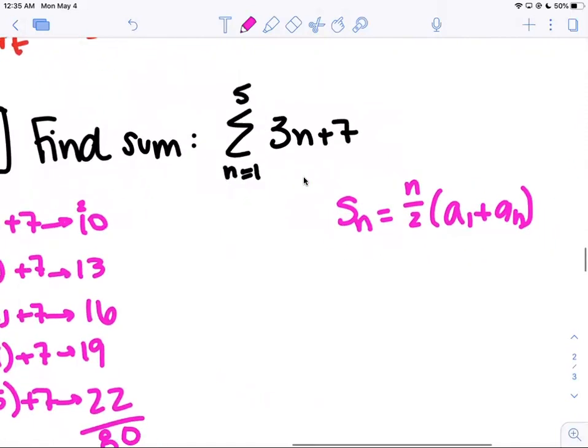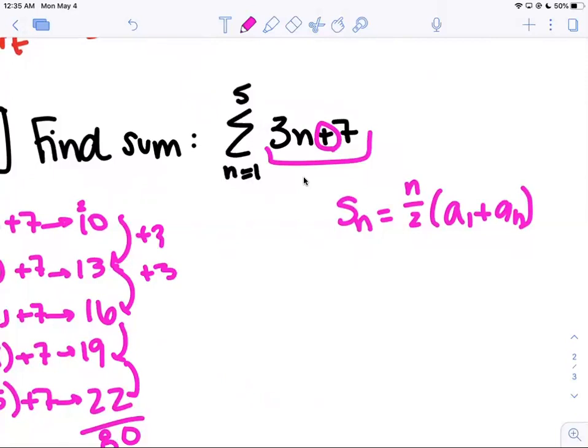Now, some of you may be asking, how do we know that it's an arithmetic and not a geometric? Well, first off, what are we doing inside of the formula? We're adding 7 each time. I know that you're multiplied by 3, but you're adding 7, you're adding 7. You can also go to your list and what are you doing each time? This time we're adding 3. So this is a simplified form of what we were doing.